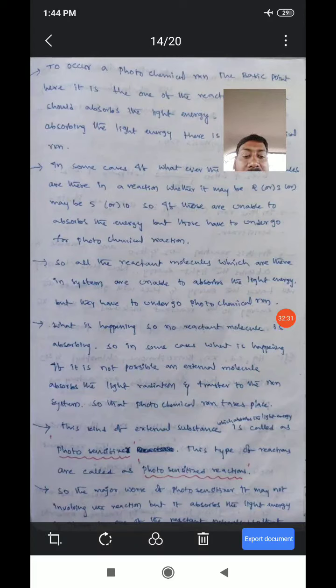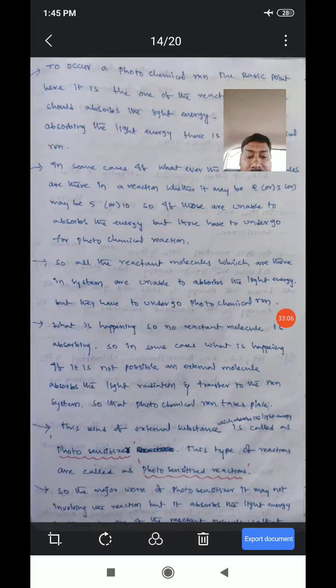This kind of external substance which absorbs the light energy is called a photosensitizer. This type of reaction is called a photosensitized reaction.